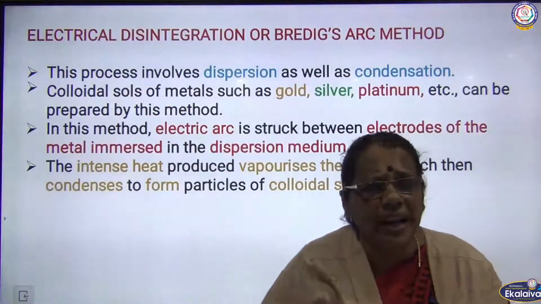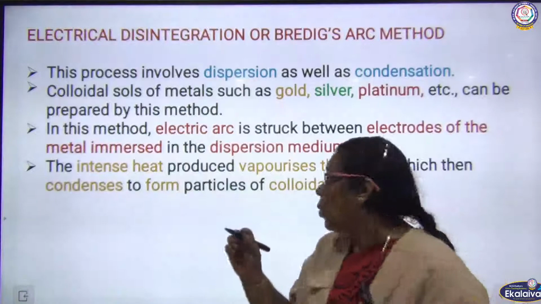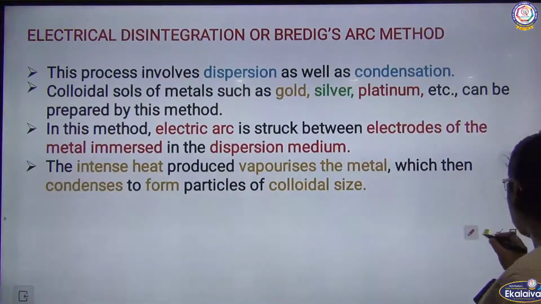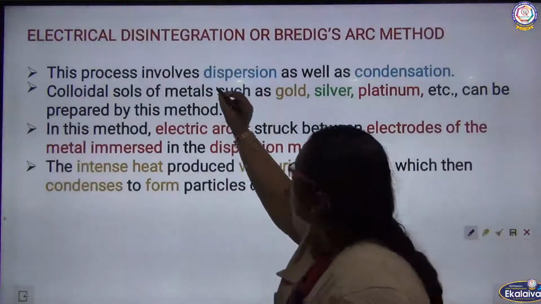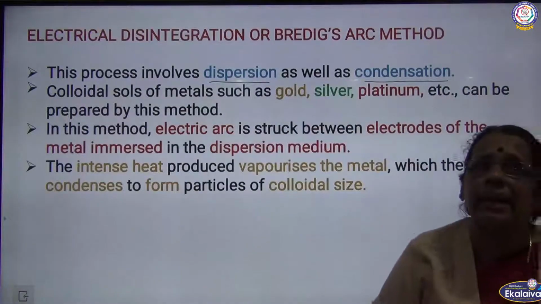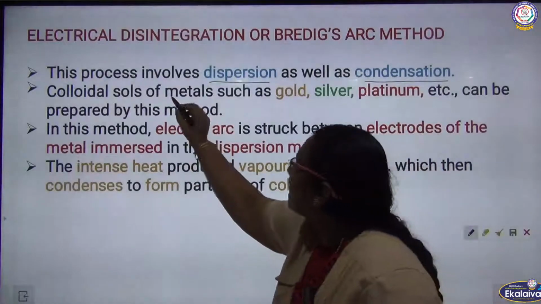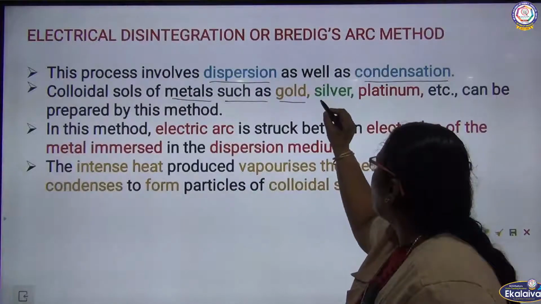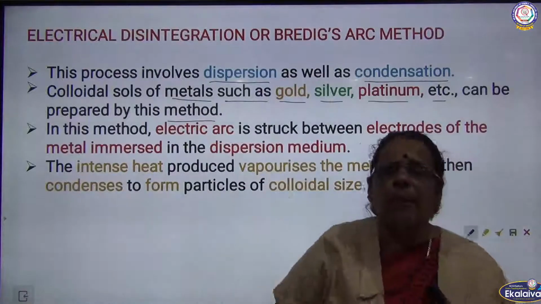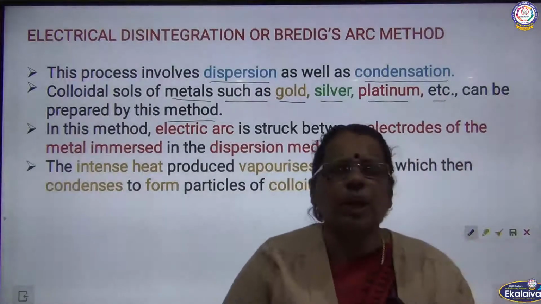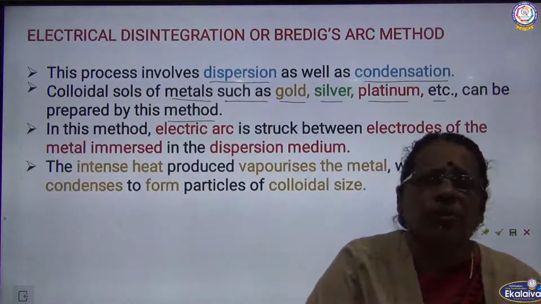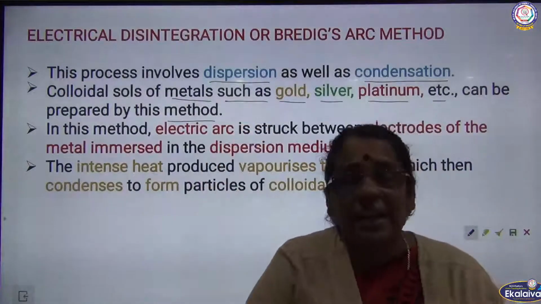So in this technique we follow 2 different processes, dispersion and condensation. These 2 different techniques are involved in the electrical disintegration method. Colloidal solutions of noble metals like gold, silver, platinum, etc. are prepared by this method. What are noble metals? Costly metals. We can prepare the colloidal solutions of these noble metals by using this electrical disintegration method.